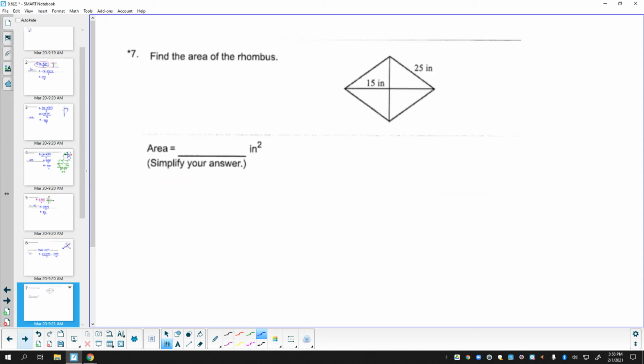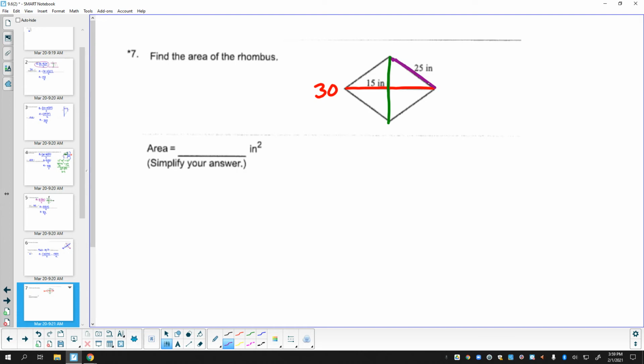All right, looking at number 7, finding the area of the rhombus here. Same idea. We know that this is 15, which implies that this other side over here is 15. This total diagonal length is going to be 30. Then I have to figure out what this is. Now they didn't tell me either of the halves of that diagonal. They told me this hypotenuse over here of 25.